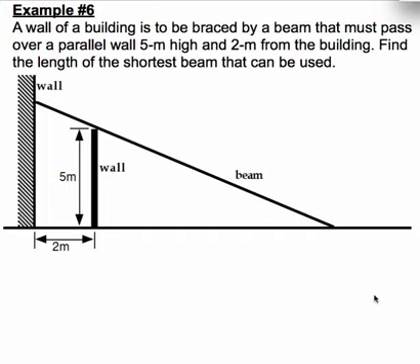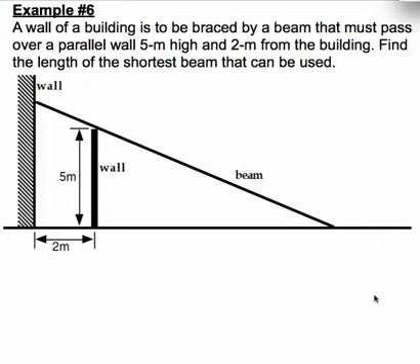Okay, so we're going to continue our series of optimization problems. This is optimization problem number 6, and it says, a wall of a building is to be braced by a beam that must pass over a parallel wall 5 meters high and 2 meters from the building. Find the length of the shortest beam that can be used.